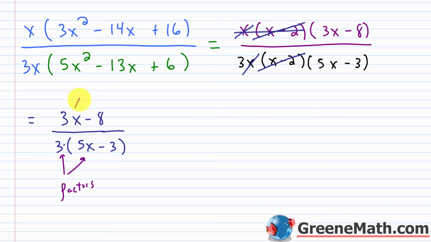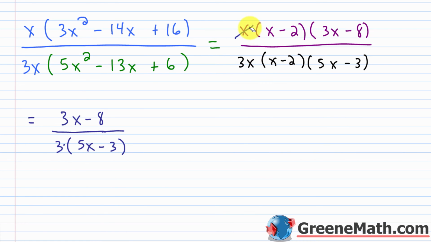But up here, this 3x and this negative 8, those are not factors. That's a subtraction problem. So if I had 3x minus 8 multiplied by 3 like that, well, then I can cancel this 3 with this 3. But that's not what we have here. So please be very careful when you're canceling things. It's got to be multiplication.